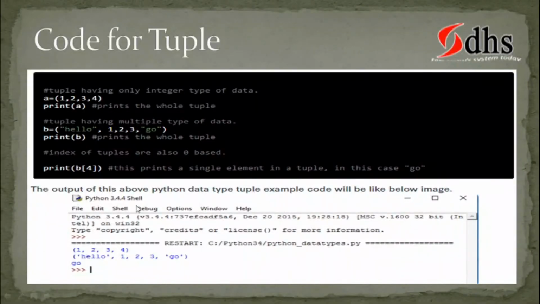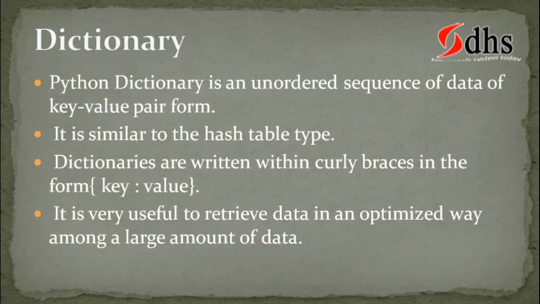Now one more interesting data type is the dictionary. What is a dictionary? Suppose I ask you the meaning of a word, for example, what is the meaning of ambience? You take the dictionary, go and check, and the meaning will be given to you: ambience means environment, atmosphere. Here the key is ambience and the value is atmosphere. That is a key-value pair.